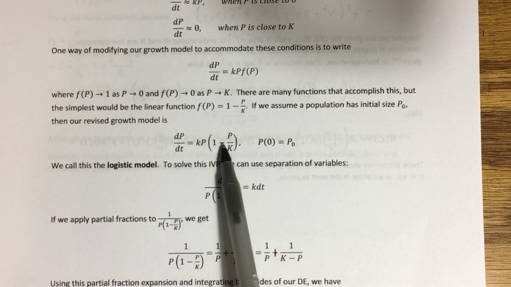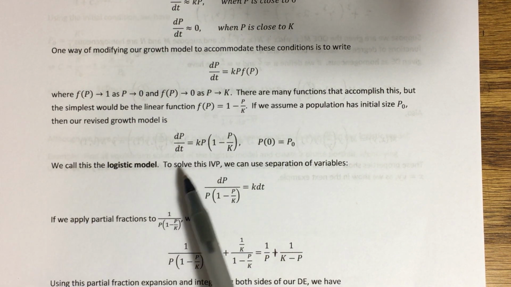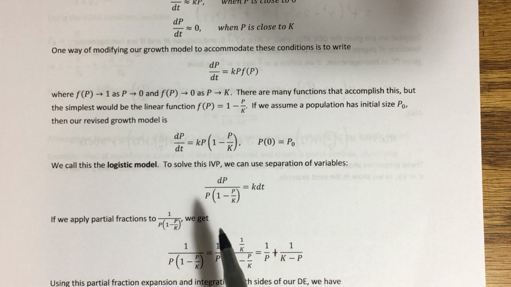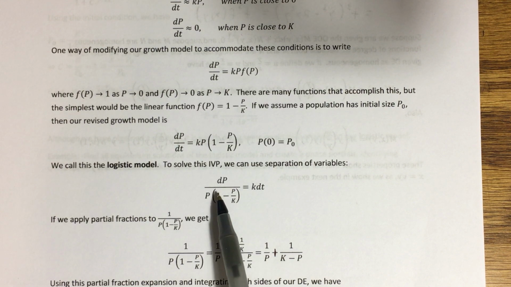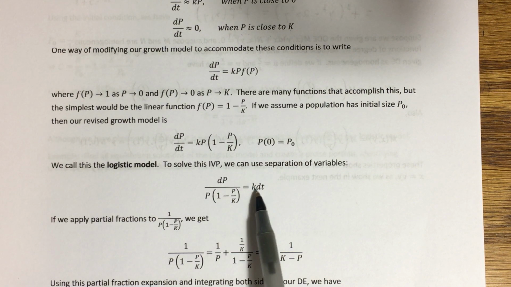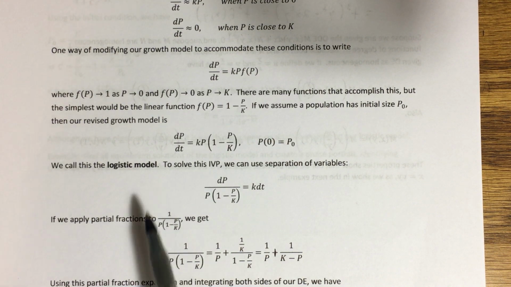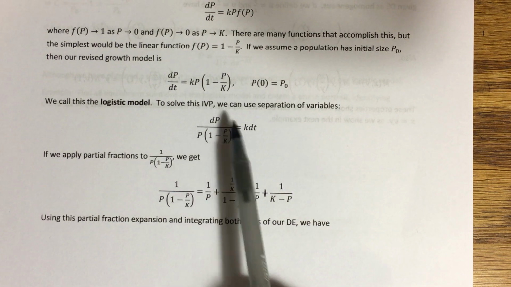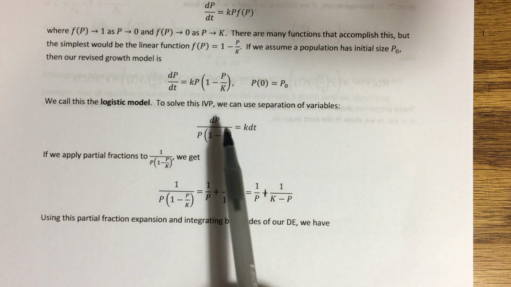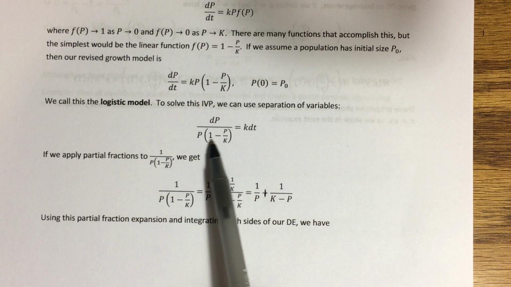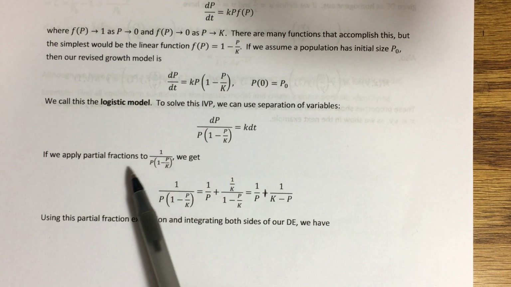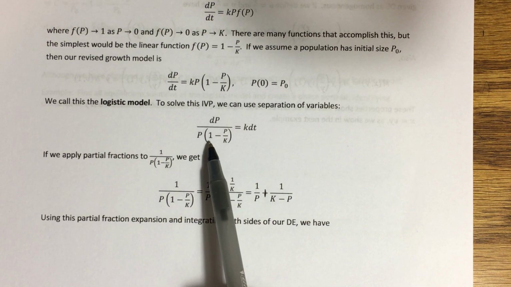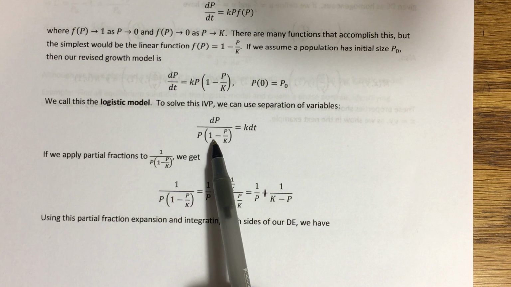You may notice that this thing is a separable equation. If I separate variables on this, I'm going to get dP over P times 1 minus P over K equals k dt. Okay, fairly straightforward separation of variables. Now, in order to solve this, I would have to integrate both sides, but this is an integrand that would require partial fractions.